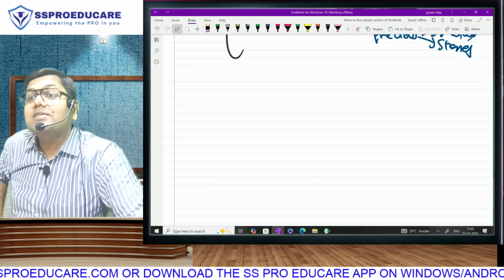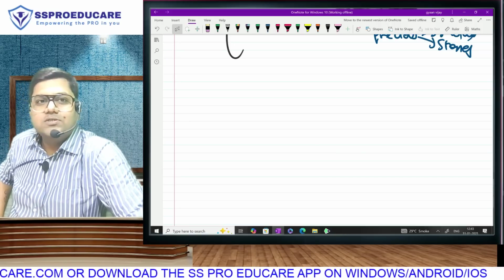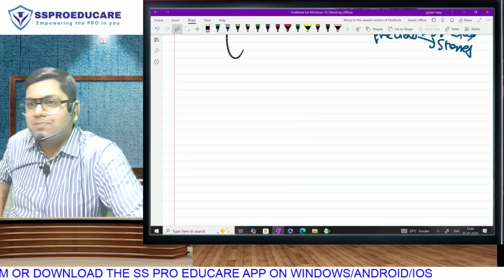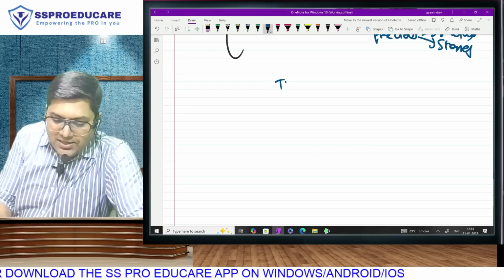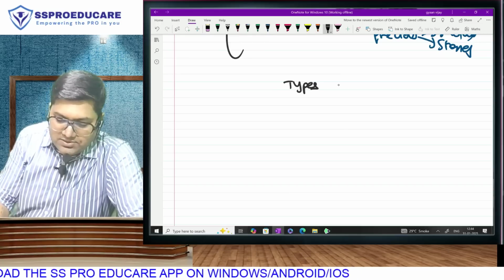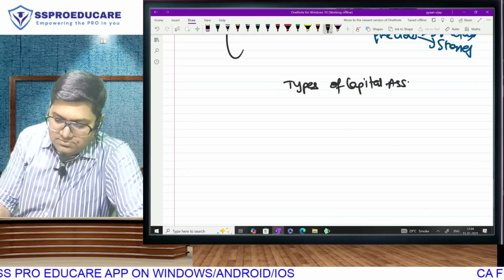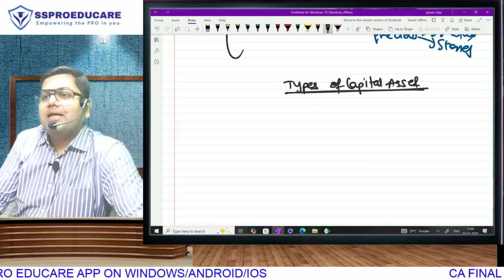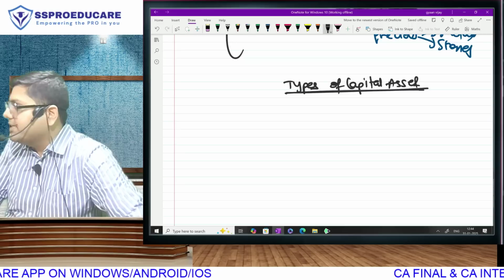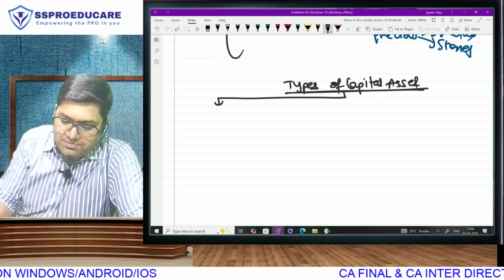No, sir, capital asset ka meaning is over. But we have to do some more research on this thing called capital asset. As a concept, it is not over. Capital assets in income tax law will be divided into 2 categories. Capital assets are of 2 types. So we are still in capital asset. Meaning is over, but there is further discussion. Capital asset will be 2 types.